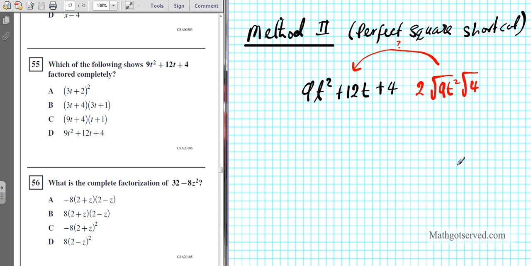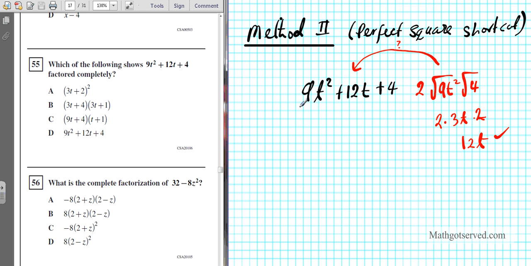So this is going to be 2 times the square root of 9t squared, which is 3t. Square root of 4 is 2. 2 times 3 is 6 times 2 is 12, 12t. So guess what? This is equal to the middle term. So this is a perfect square trinomial. This is one way you can check. So if it passes this test, double the root of the first and the last equal the middle, then you can do this factoring trick.